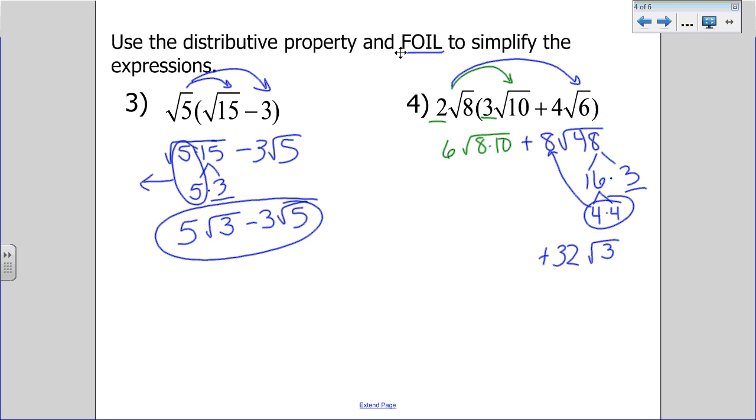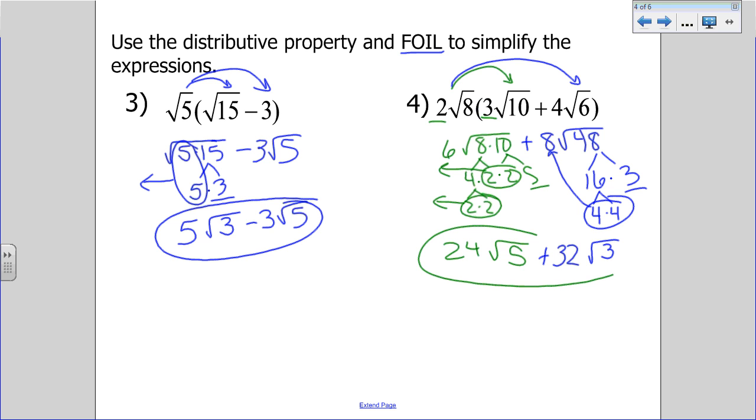8 times 10 I need to break down. This is 4 times 2. Guys, I usually take something like 10, and because I have a 2 here on the right, I'm going to put the 2 on the left. I like to put my pairs close together so I don't lose track of them. Just little things I do to keep my factor trees a little bit neater. This 2 comes out, and this 2 comes out. You're going to have both of those come out, and they both have to get multiplied by the 6. So 6 times 2 is 12, times 2 is 24, and we have a square root of 5. Pretty good? All right.